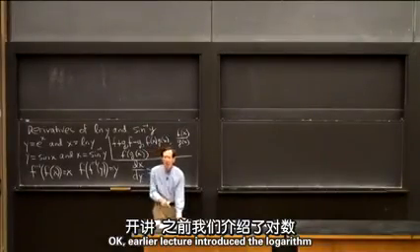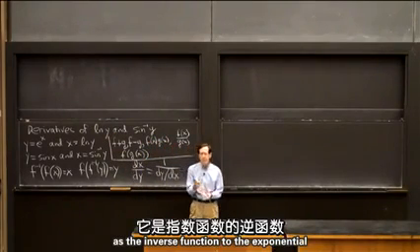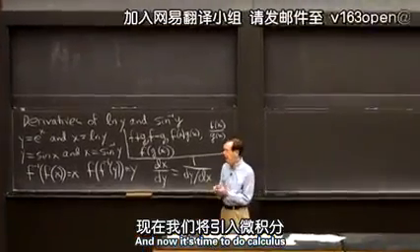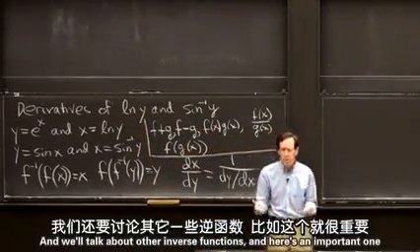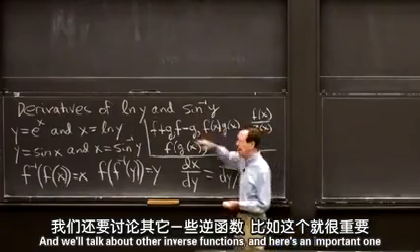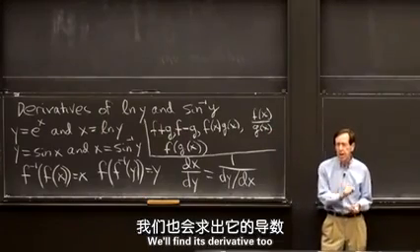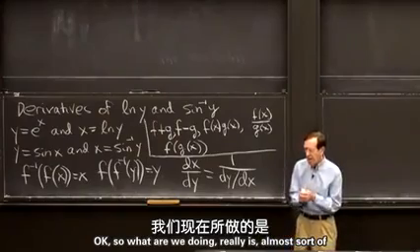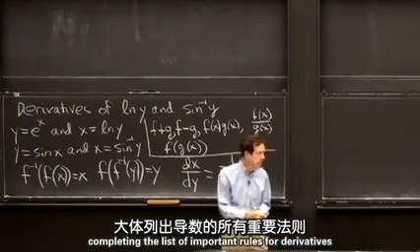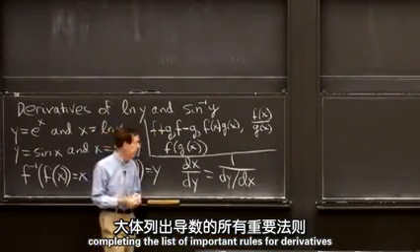Okay, earlier lecture introduced the logarithm as the inverse function to the exponential. And now it's time to do calculus, find its derivative. And we spoke about other inverse functions, and here's an important one. The inverse sine function, or sometimes called the arc sine, we'll find its derivative too. Okay. So what we're doing really is almost sort of completing the list of important rules for derivatives.